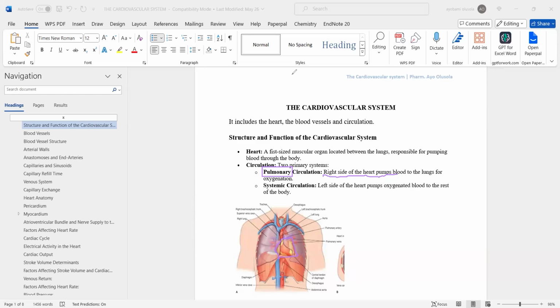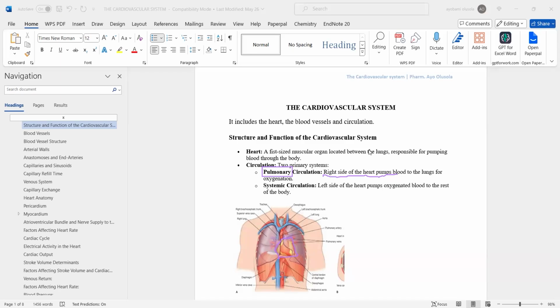So the other one is the systemic circulation. The left side of the heart is involved with systemic circulation. It's very straightforward. Systemic means the body system. So the left side of the heart pumps oxygenated blood, blood that already has oxygen, to the rest of the body.